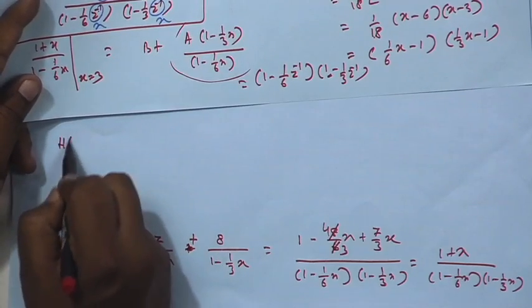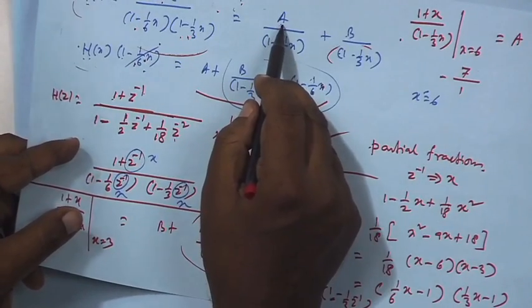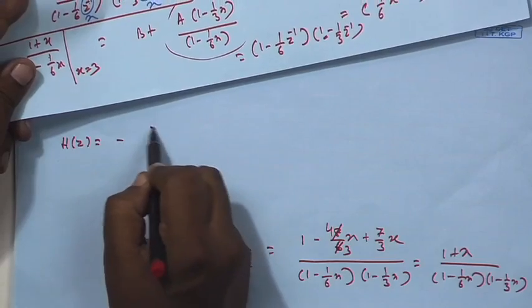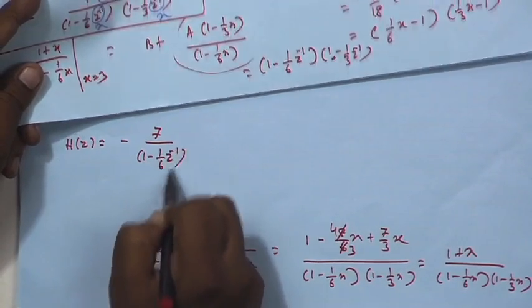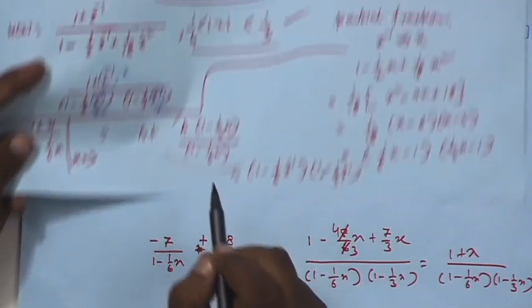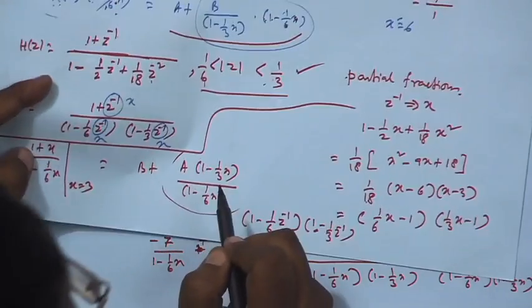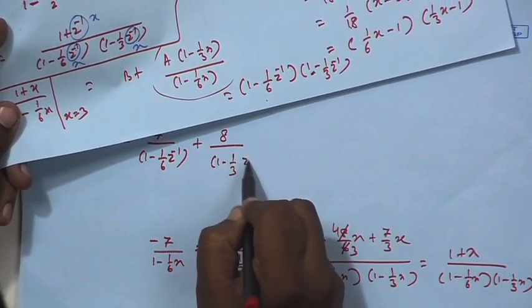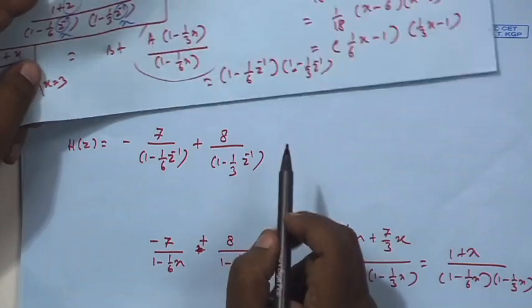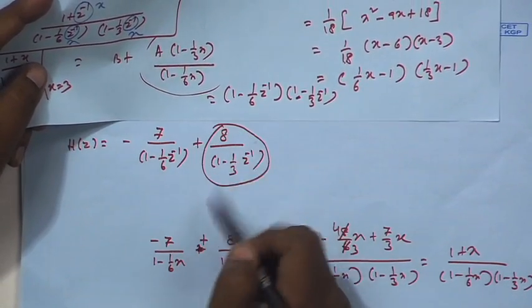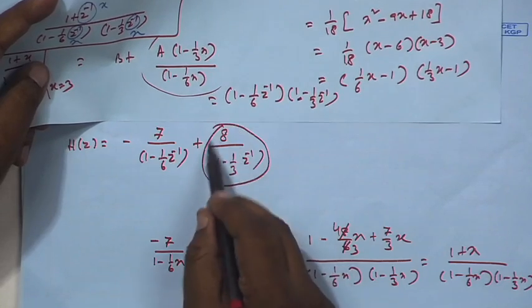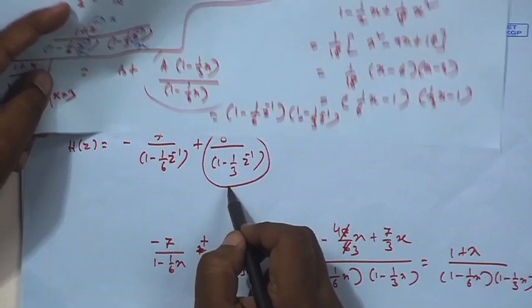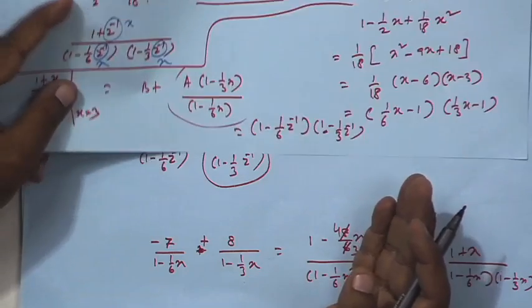So, your H(z) will be 8 minus 7 by 1 minus 1 by 6 z inverse, x you put back as z inverse, plus 8 by 1 minus 1 by 3 z inverse. Okay. This part has a pole at 1 by 3. If z is 1 by 3, it is 0. So, its ROC cannot contain 1 by 3. So, it will be either outside 1 by 3 or inside 1 by 3.